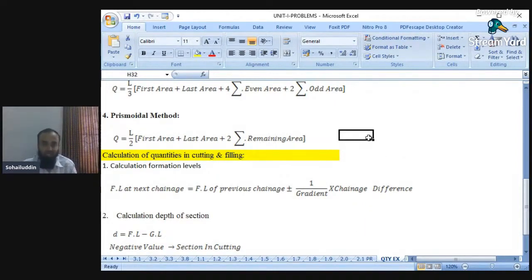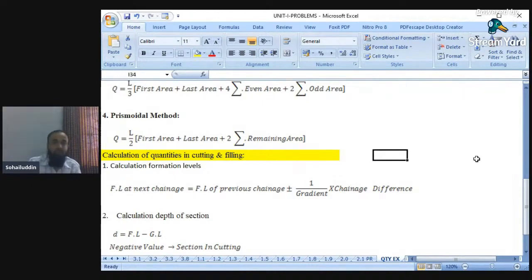If there are 1 to 10 areas, suppose there are 10 sections, 10 levels are there, sections in the sense levels. So the first and last area, 1 and 10, will be covered in this, whereas 2 to 9 will be covered in this.